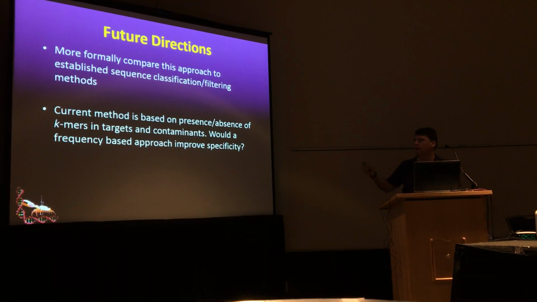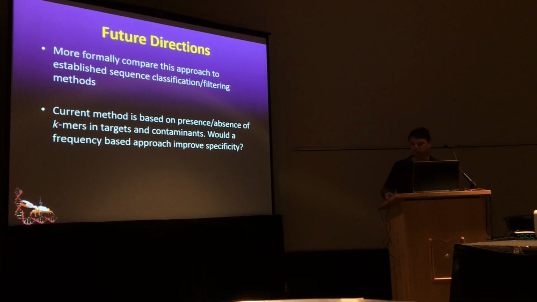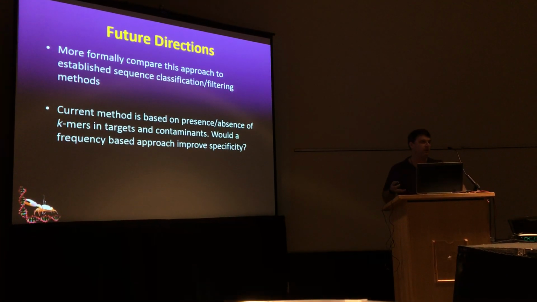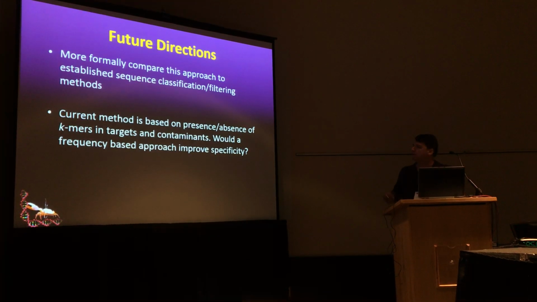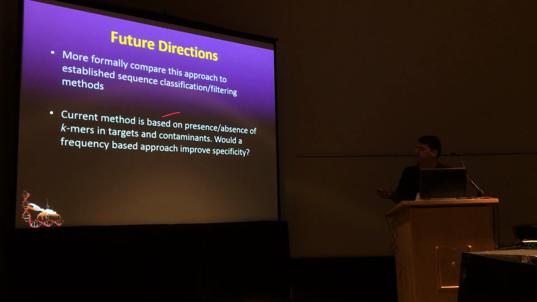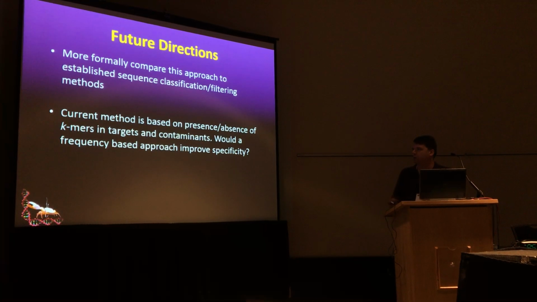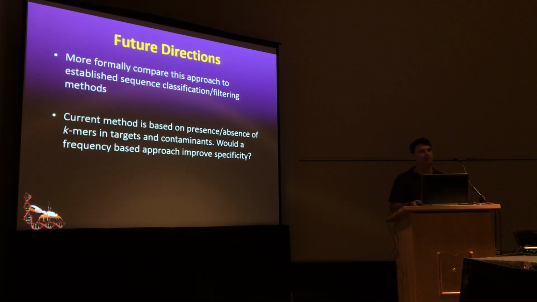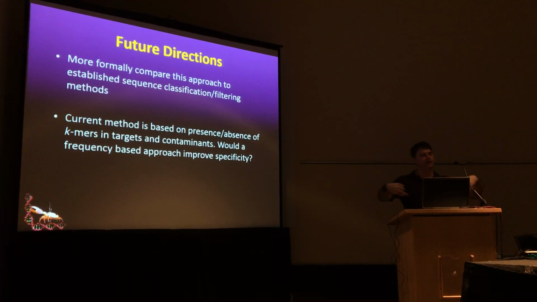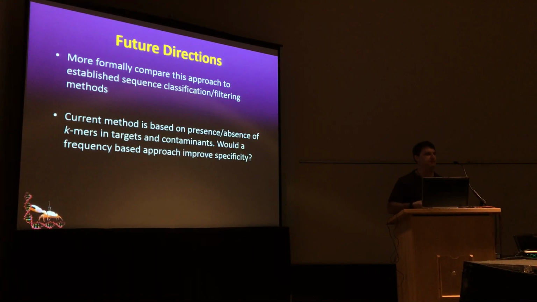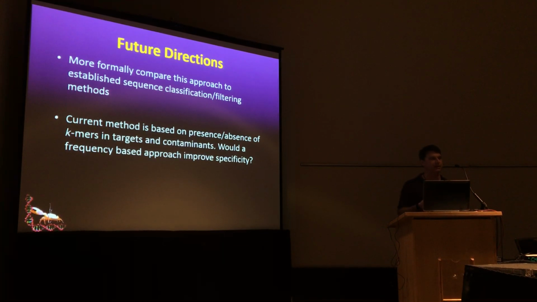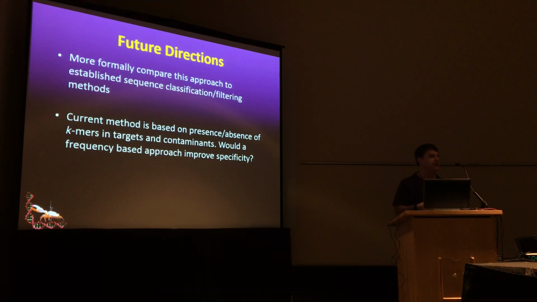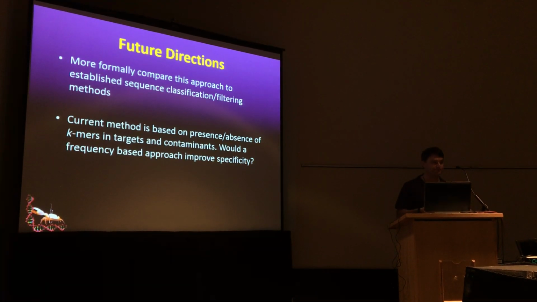Or use, there are other types of ways you can filter, the classifiers that we want to look at and see how does this do any better than them. What we did was based on presence and absence of k-mers. Would a frequency-based approach improve specificity? I actually liked presence and absence better because the input data of those genomes was very heavily biased, and I was afraid that frequency-dependent would actually be more biased by the training data, basically, than just using presence and absence.